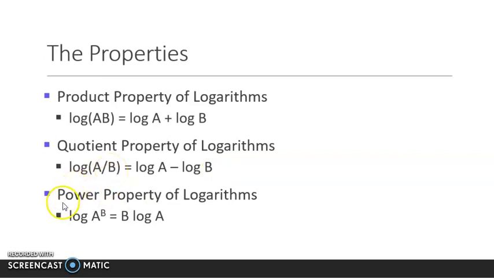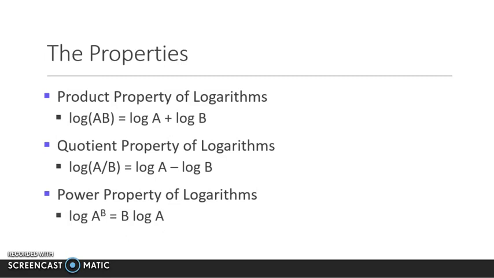The last property we have in this is the power property of logarithms. So if you have log of something to a power, you can take that power and put it in front of the log as a multiplication. So log of a to the b power is that b number times the log of a.